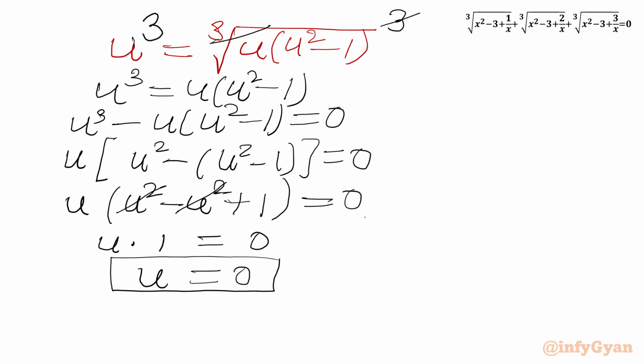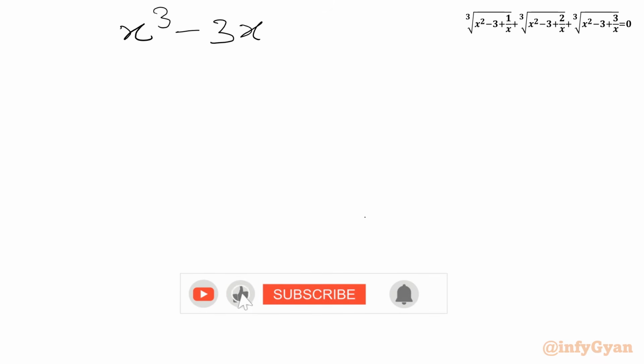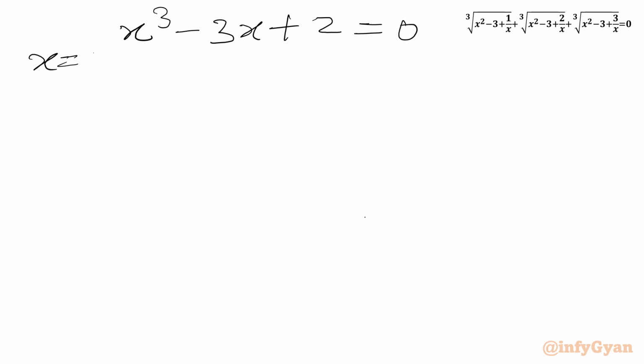Now u is x cube minus 3x plus 2 equal to 0. So we have one cubic equation. Now we have to solve this equation. I will put here x equal to 1. Will it satisfy our equation? Let us check x equal to 1 straight away. So 1 cube is 1 minus 3 plus 2. Yes, x equal to 1 is one solution to our equation because 3 minus 3 is 0. RHS is also 0. Now x equal to 1 is our base solution.